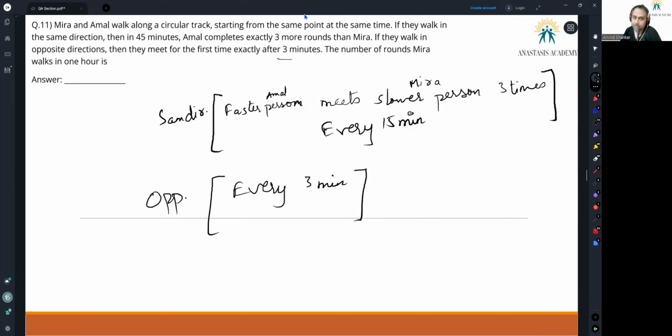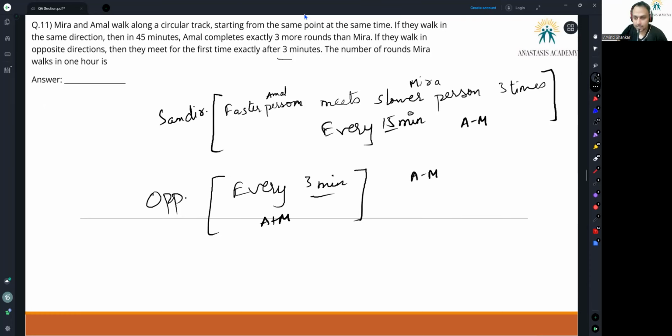When Amal is meeting Meera, when they're traveling in the same direction, Amal has to travel 1 more lap than Meera. And when they're traveling in the opposite direction, together they have to travel 1 lap. So the distance in both these cases is identical. The ratio of times is given, so the ratio of speeds can also be figured out. Here, the speed is going to be Amal minus Meera. Here, the speed is going to be Amal plus Meera.